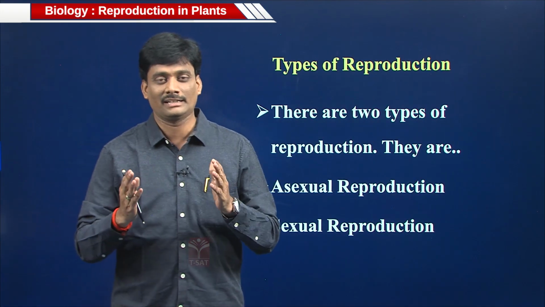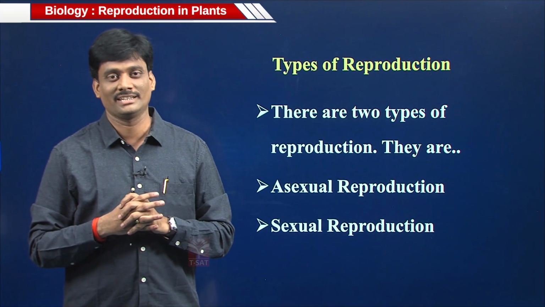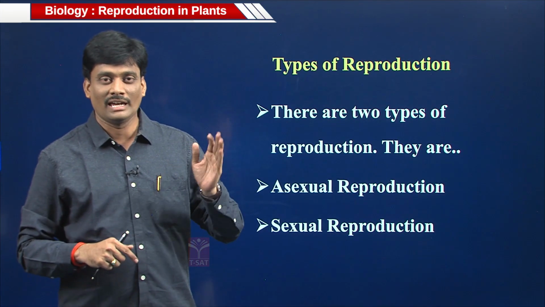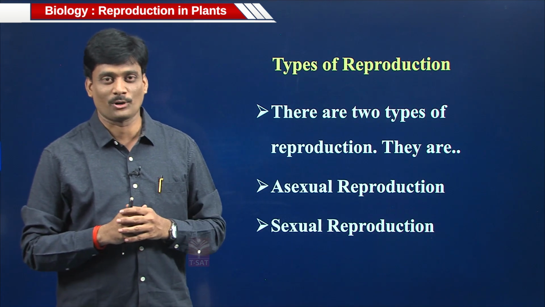Next, we have mainly two types of reproduction methods. The first one is asexual reproduction, and the second one is sexual reproduction.